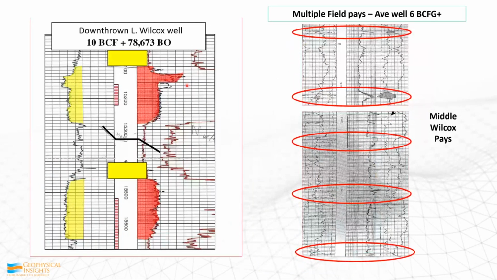Here's an example of the sands. They're nice, thick, beautiful Wilcox sands. You just perf them and frack them, and they produce like gangbusters. The average well makes about 10 BCF and about 80,000 barrels of oil. Plus, there's a bunch of middle Wilcox pay behind pipe in this area.